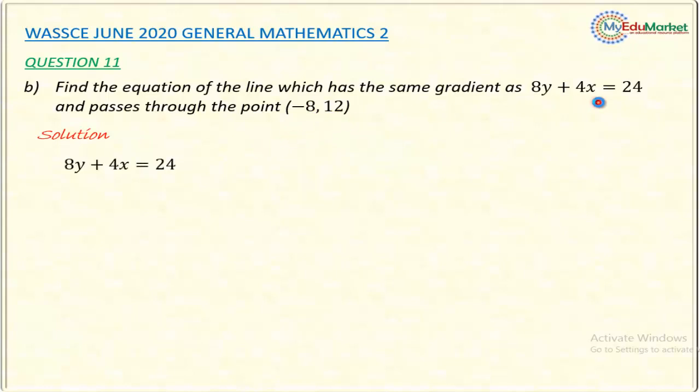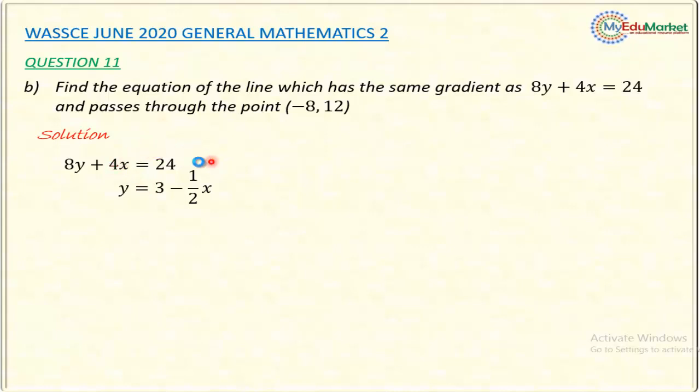Copying this line, 8y plus 4x equals 24. Let me attempt to get the slope of this. To get the slope, I will make y the subject of the formula so that I can take the coefficient of x. So in an attempt to make y the subject, I will take everything to the right hand side and divide both sides by the coefficient of y, which is 8. So I'm going to have y equals 3 minus 1 over 2x, but let me explain.